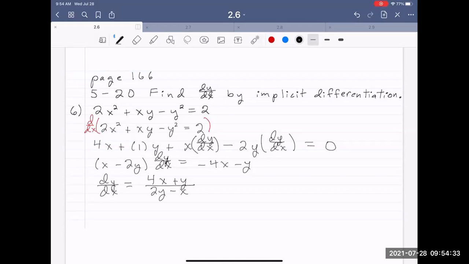So now you have determined what dy dx is. Notice that the derivative depends both on x and on y. Since your original function depended on x and y, you can't really expect that your derivative is going to just give you a function of x. Any questions about this?